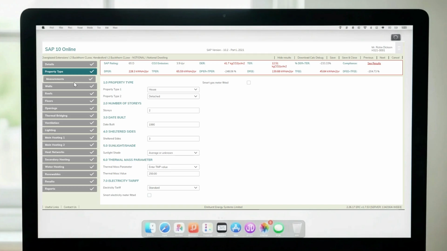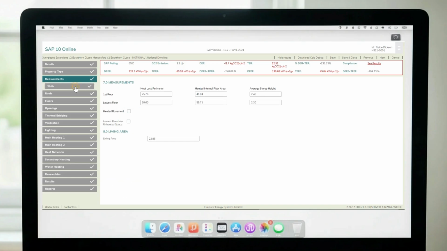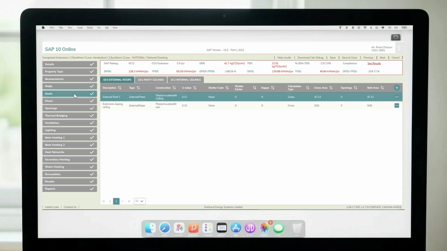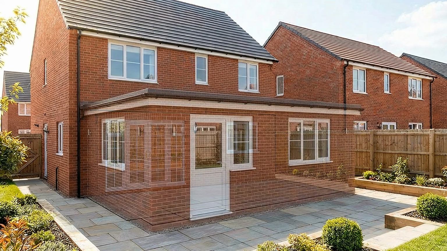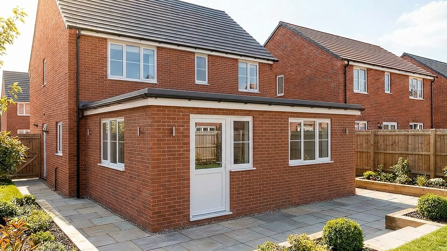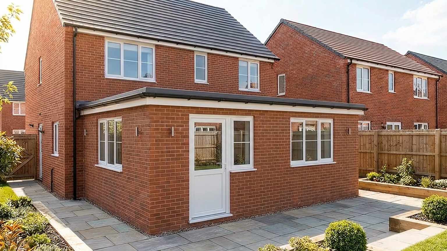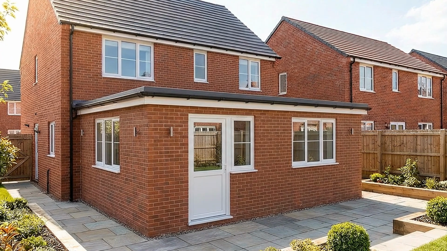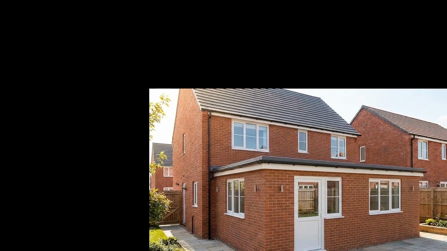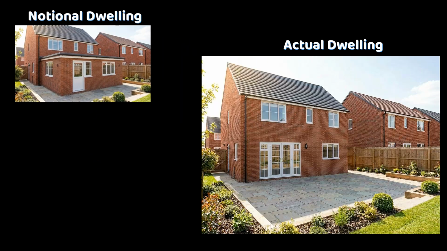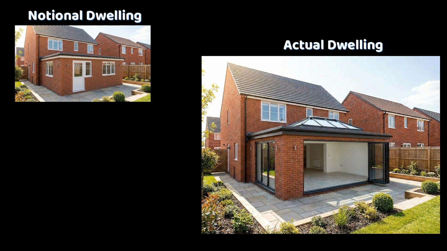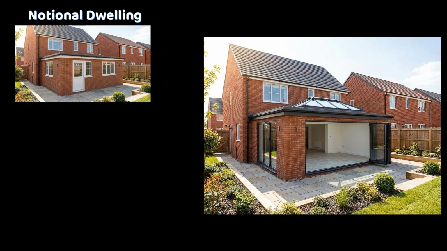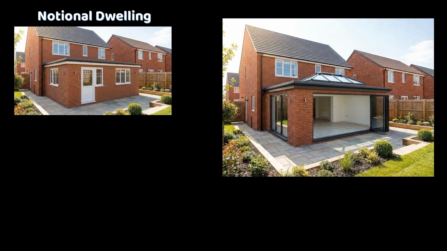The assessor then models two dwellings in the software, which are then compared. One dwelling is a theoretical dwelling called a notional dwelling. The notional dwelling is the current house as it is and the extension where all elements conform to the building regs. This is then compared to the actual dwelling, which is the current house as it is, along with the actual extension as it is or is proposed to be built. The two models are then compared.